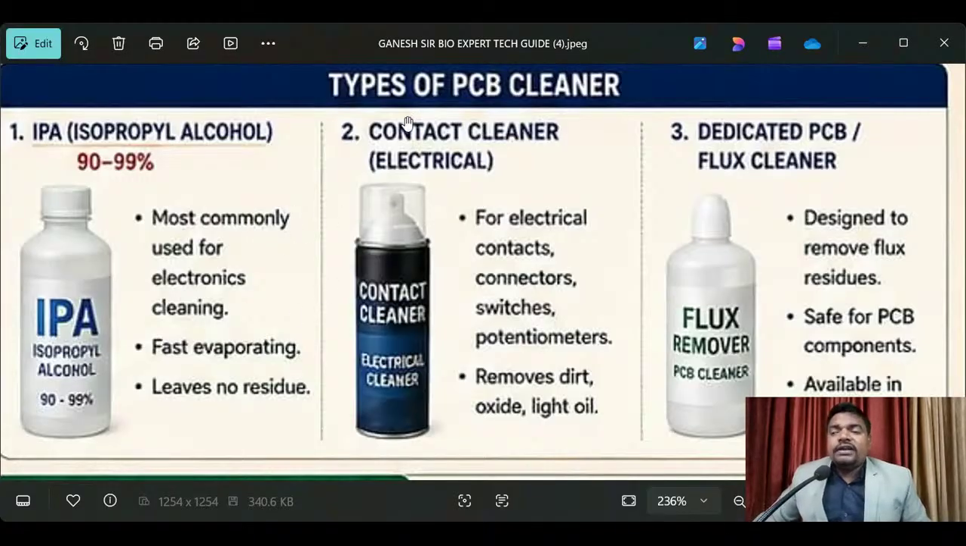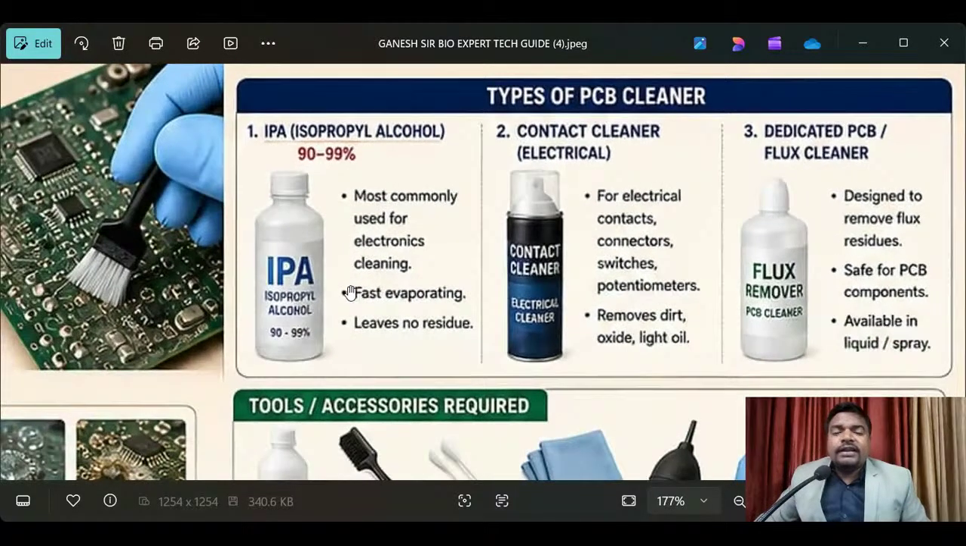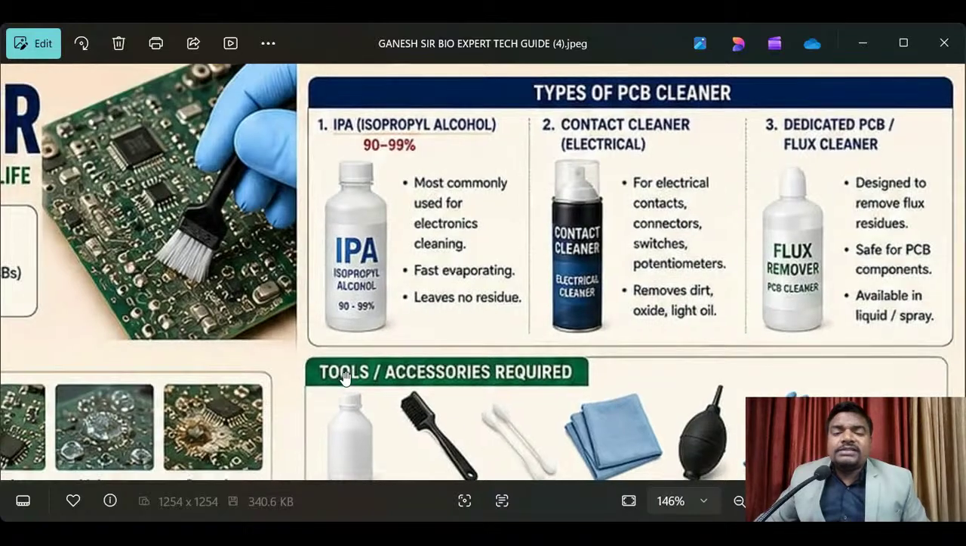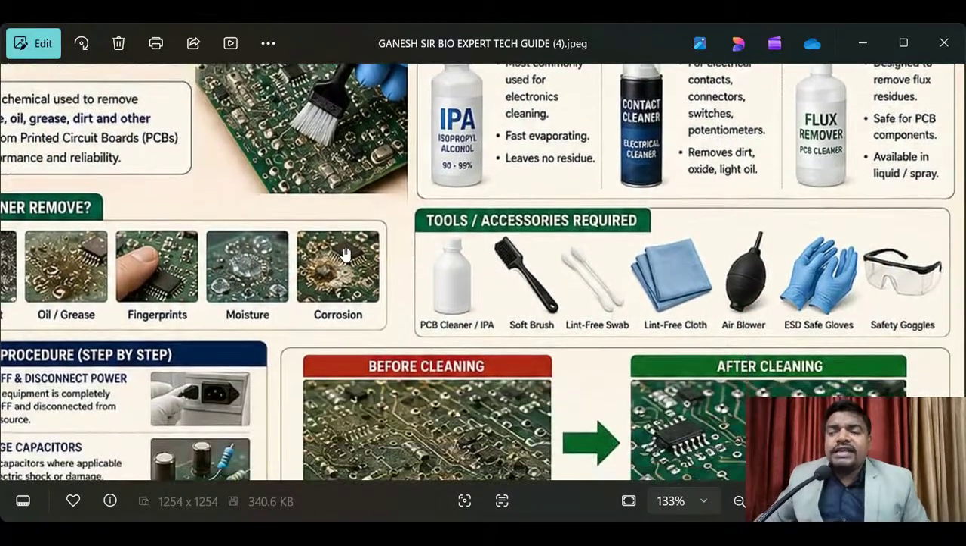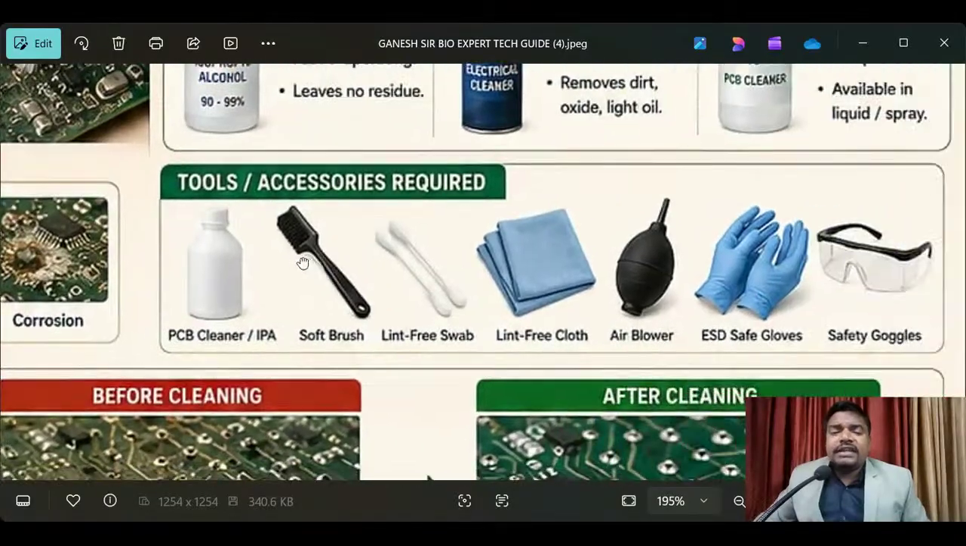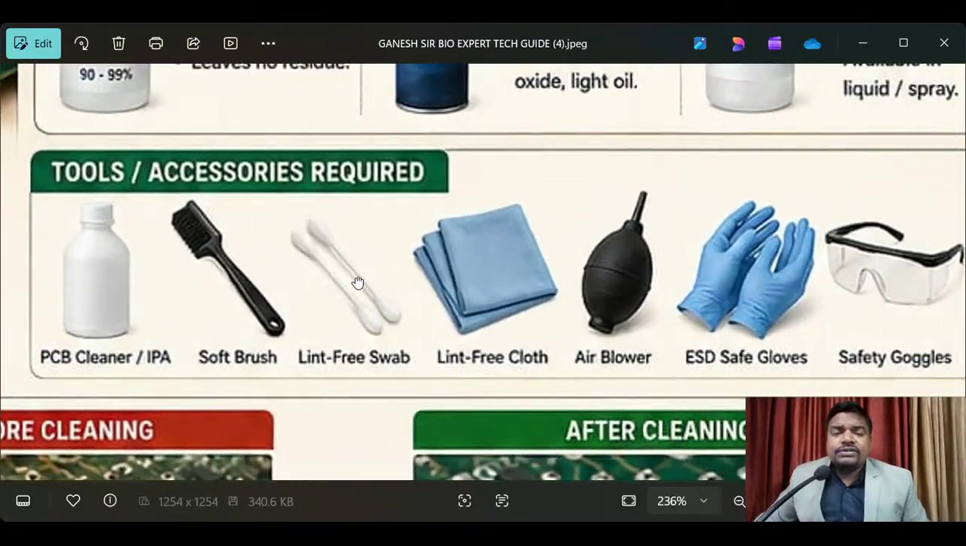So I hope you got it. What are the types of PCB cleaner? I hope you got it very clear right now. Let me go to the topic. One more topic is there, and so many things are there to discuss here. So point-wise, I'm going to show you. See here, the tools and accessories that are required for the cleaning purpose.